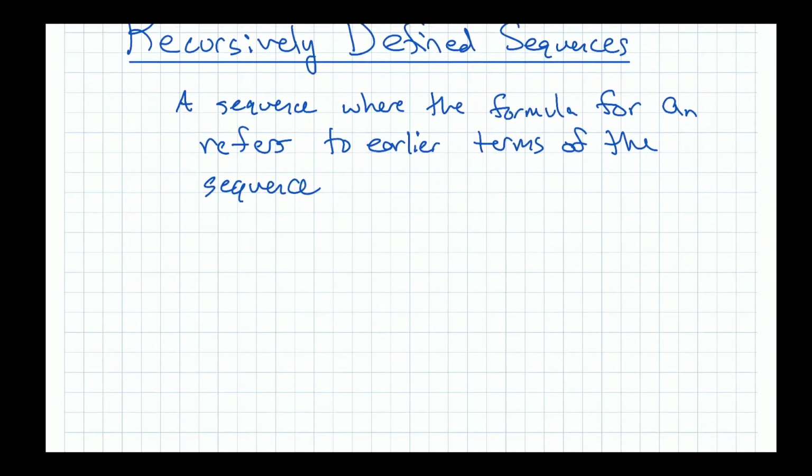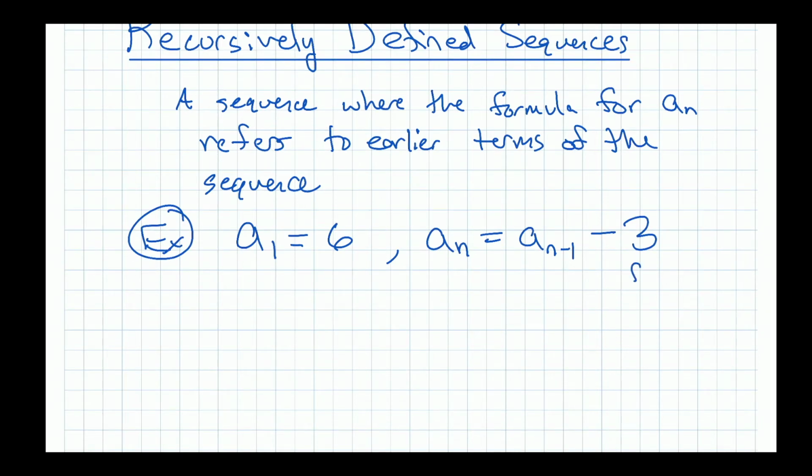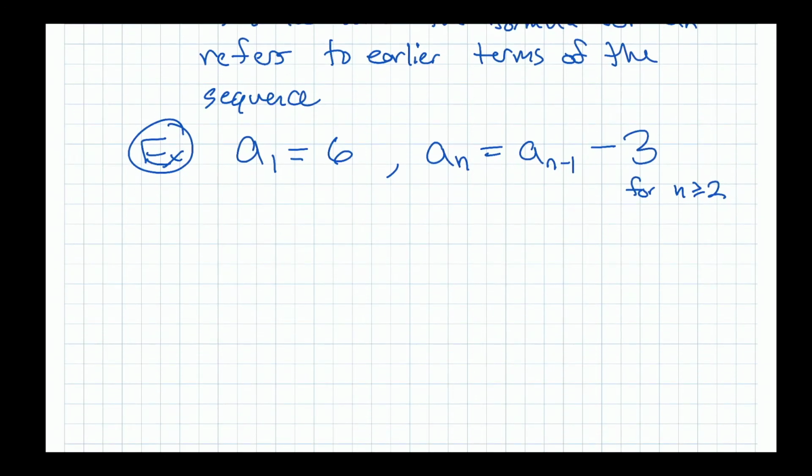So the way you'll see it is something like this. Example, they'll say a_1 equals 6. So they're not telling you a_n, they're telling you a_1 equals 6, and then they tell you a_n is a_(n-1) minus 3 for n greater than or equal to 2. Okay, so if I want to write out, like, let's just say 4 terms.